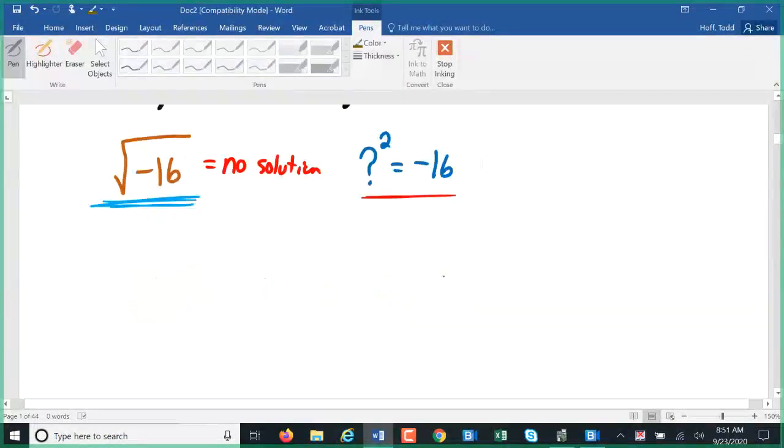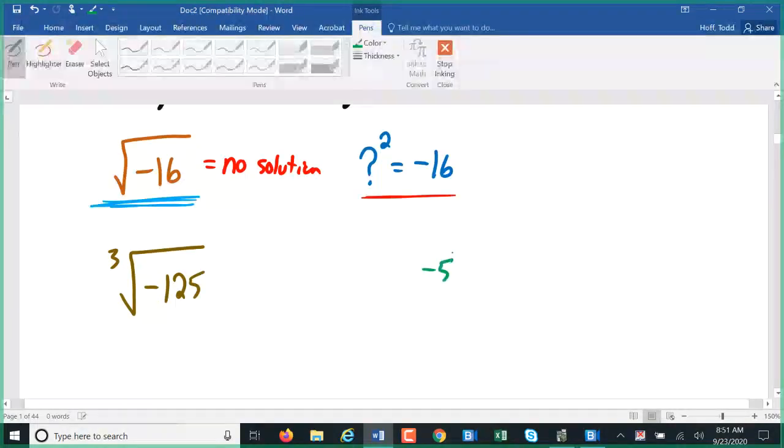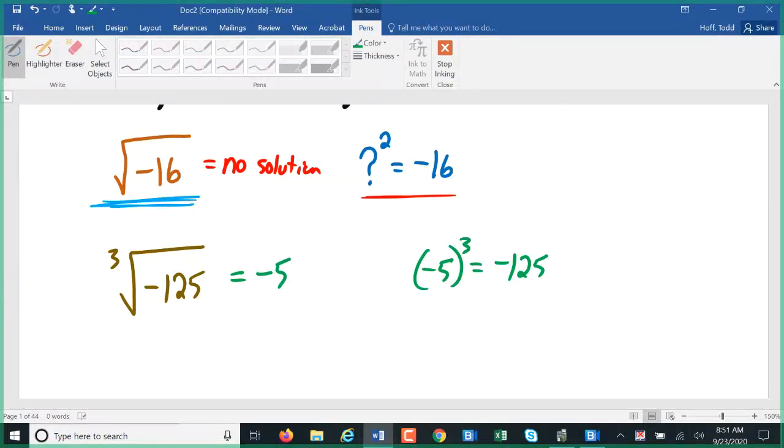However, a third root, if I want to do a third root of a negative 125, well, we saw up above, negative 5 to the third power is a negative 125. So the third root of a negative number is just a negative number. Third root of a negative 125 is negative 5. We can do a third root of a negative number, even though we can't do a square root.